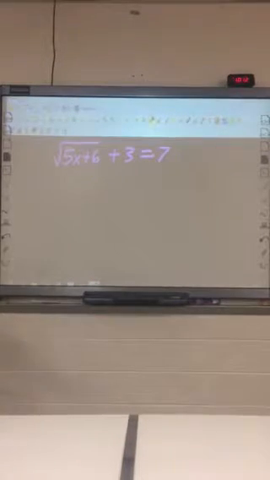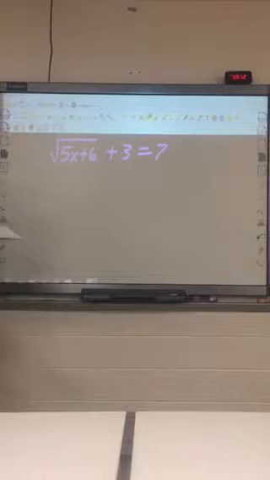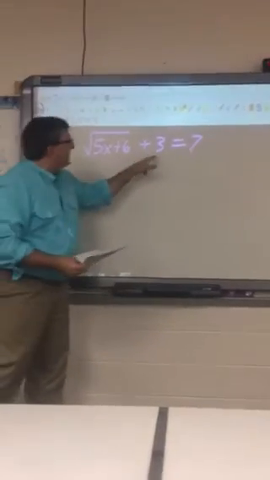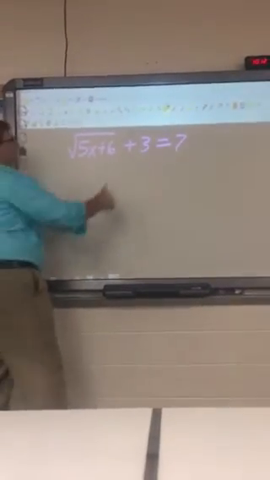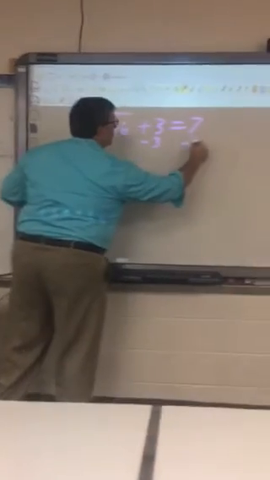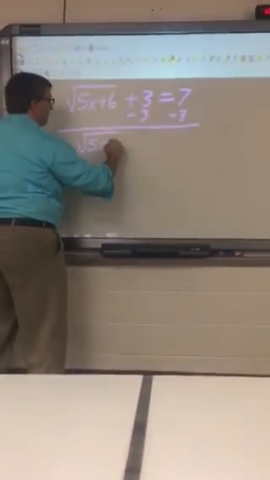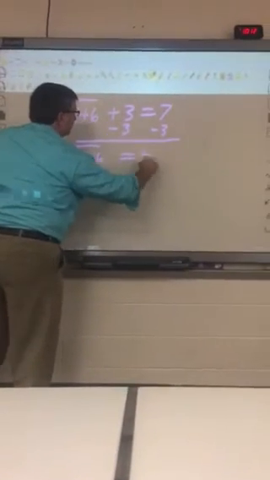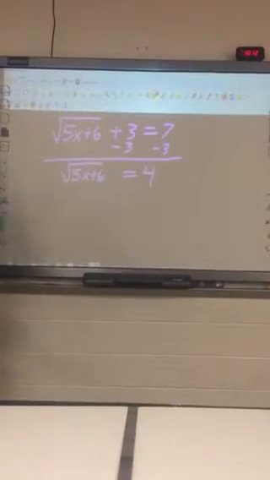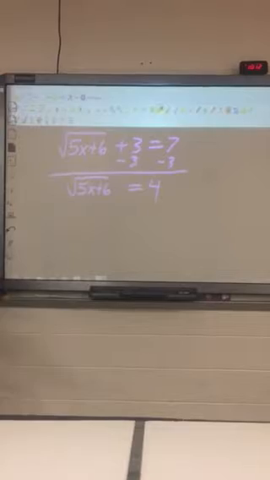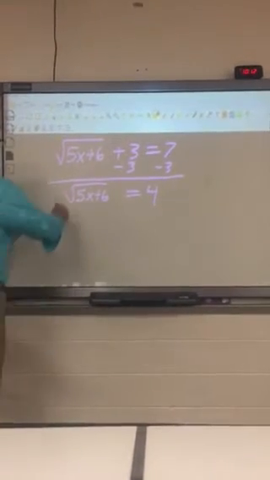Well, subtract 3. I like the idea of combining like terms because I've got to get that over to there. So subtract 3. All right, so now I have the square root of 5x plus 6 equals 4. Now what's my next step?